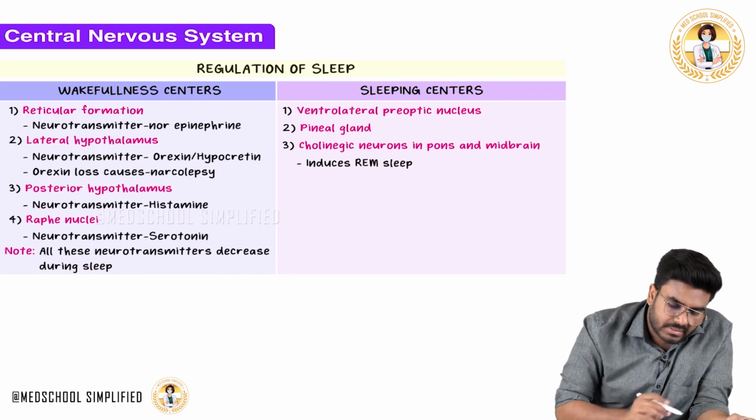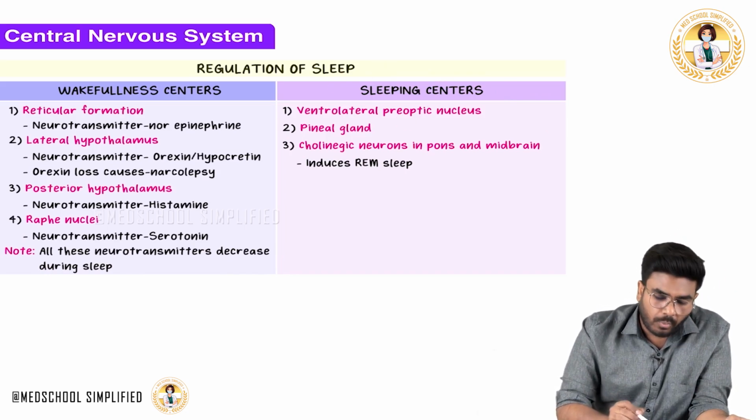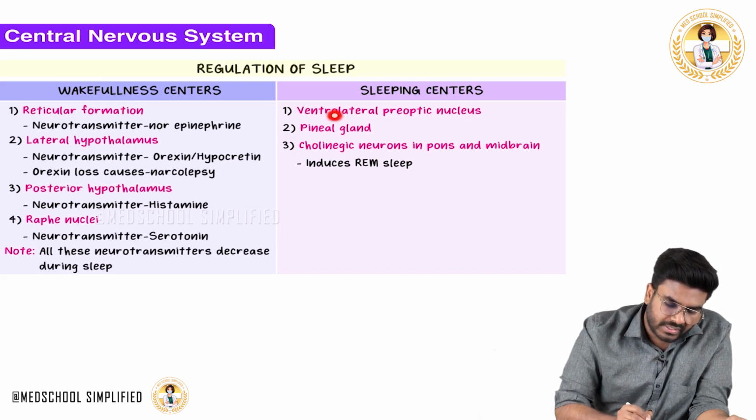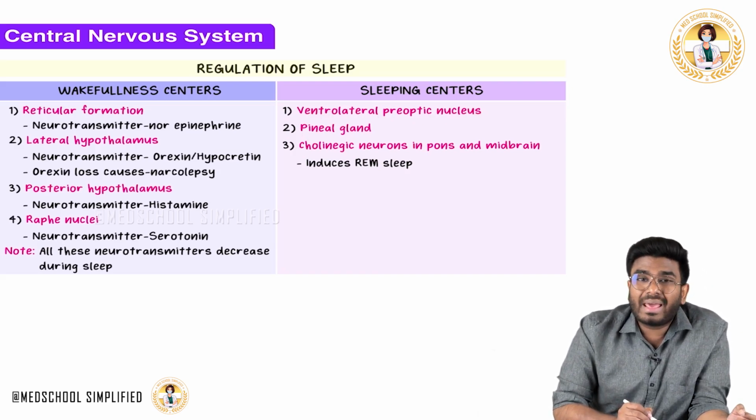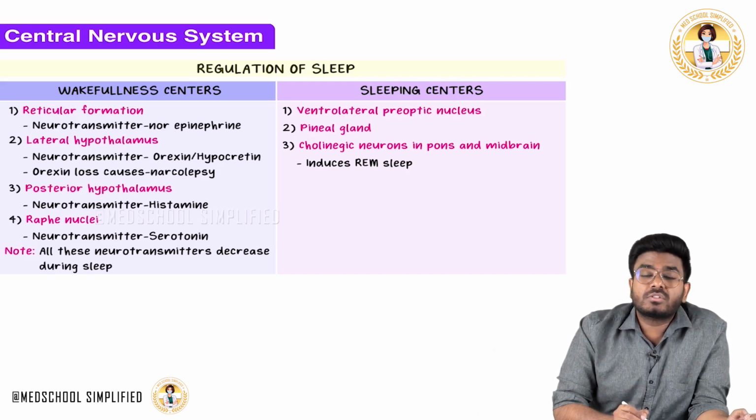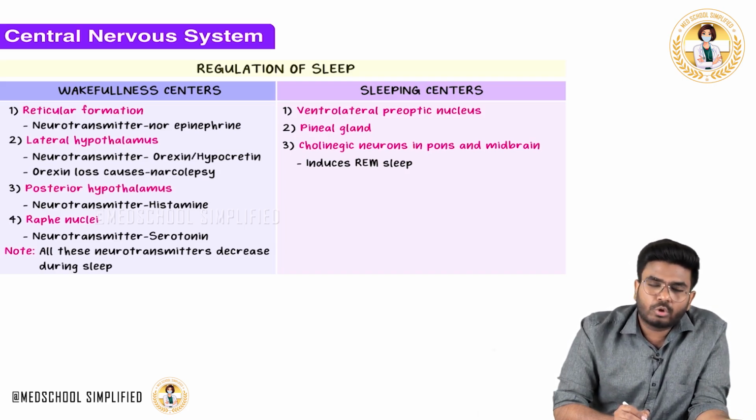In the same way, let's talk about the sleeping centers. What are the sleeping centers? The 3 important sleeping centers are VLPO, the ventrolateral preoptic nucleus. The ventrolateral preoptic nucleus is a sleeping center; it will take you into sleep. And the pineal gland, by producing melatonin. The pineal gland produces a hormone called melatonin, which is also a very important hormone for sleep. It will take you to sleep.